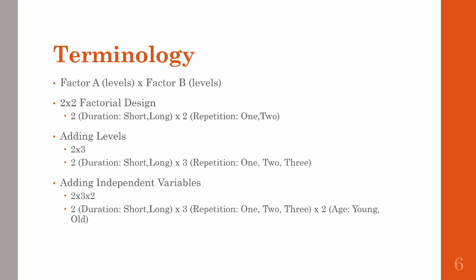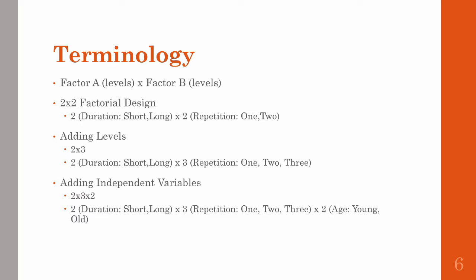We use a type of shorthand when describing these experiments. We list the number of factors in the experiment separated by an X. So factor A by factor B. And then we note the number of levels in each factor by putting that number where the corresponding factor would be. So in our experiment, it would be a 2 by 2 factorial design. We know here that there are 2 factors because there are two numbers listed, and we know that the first factor has 2 levels, and we also know that the second factor has 2 levels. So short and long by presenting it once or twice.